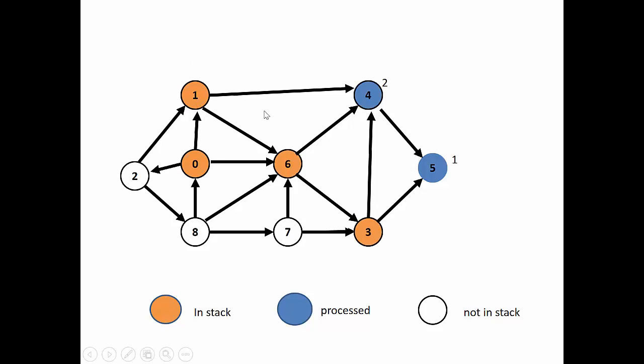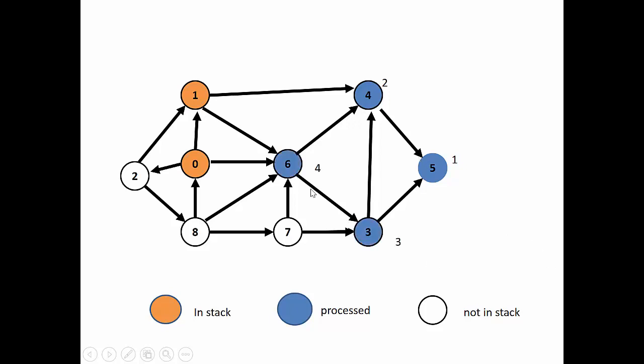Now, in the second round, because we can't go any further, we're going to pop 5 and print that to be the first one, then pop 4 and print that to be the second one. And now we're back in 1, and from 1 we can put more things into the stack. We're going to put 6 and then 3. So now these are in the stack, and these are already processed.